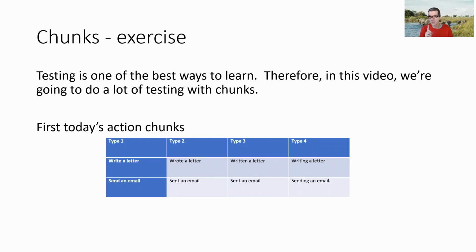Write a letter, so that's type 1. Type 2 would be wrote a letter. Type 3, written a letter. Type 4, writing a letter. And our other action chunk is send an email, as type 2 is sent an email. Type 3 is the same, sent an email. And type 4, always ing, sending an email. So let's get testing.